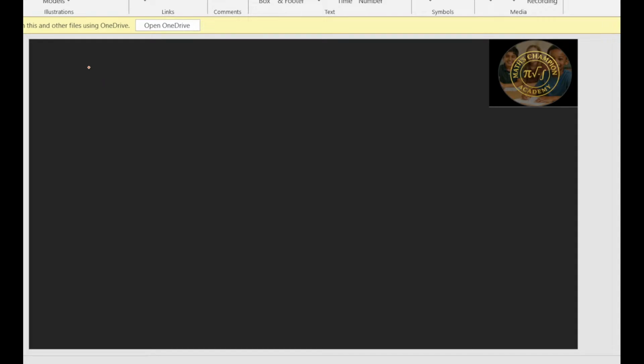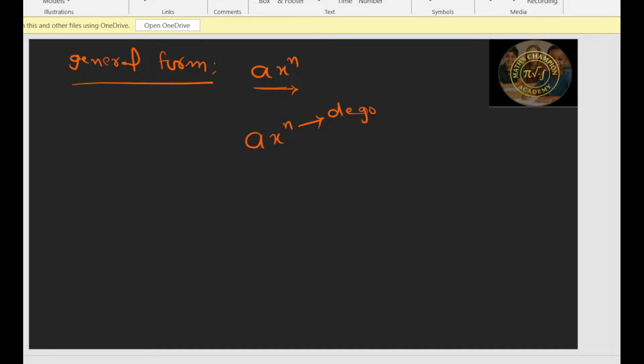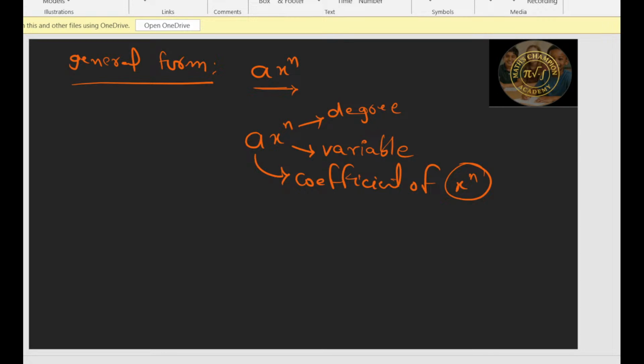Now look at the general form. The general form for a polynomial in x is a x power n. Here n we call as the degree. x is a variable. a is the coefficient of x power n.